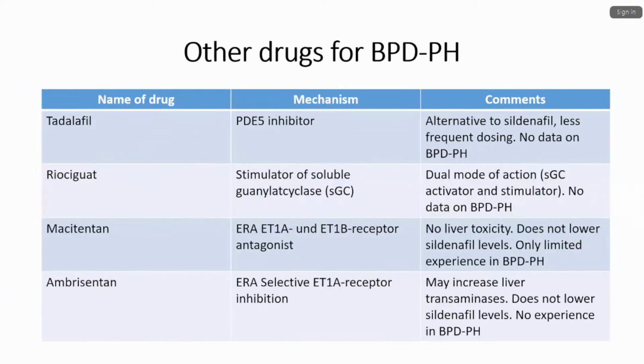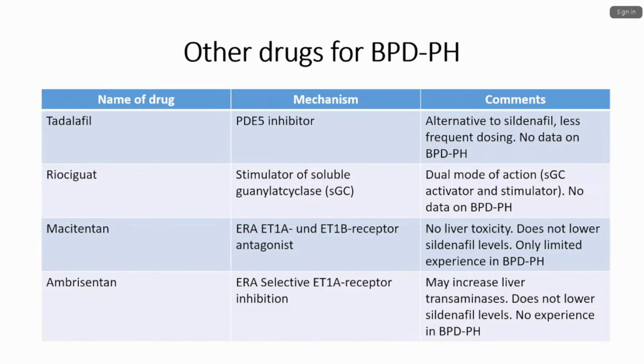These are the other drugs for pulmonary hypertension associated with BPD, but there is limited data and also limited experience with these drugs. First is tadalafil, which is a phosphodiesterase 5 inhibitor. You can use it as an alternative to sildenafil, with less frequent dosing. Then another is riociguat, a stimulator of soluble guanylyl cyclase, which has a dual mode of action. So this is the soluble guanylyl cyclase stimulator.